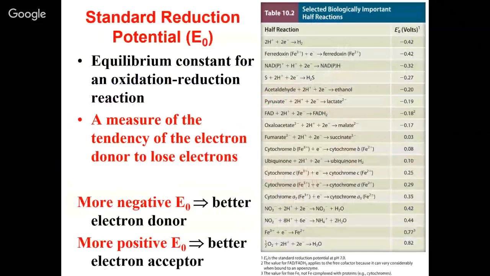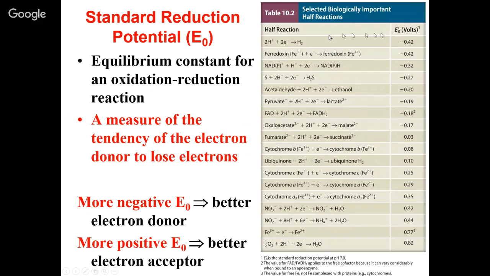Okay, so that's 43. Standard reduction potential, equilibrium constant for oxidation reduction reaction. So do you know what an oxidation and reduction reaction is? Yeah. So what is an oxidation and reduction reaction? That's the first question. Well, that's the OIL RIG. So oxidation is a loss of an electron, and reduction is a gain. Yeah, so that's really all this is showing.